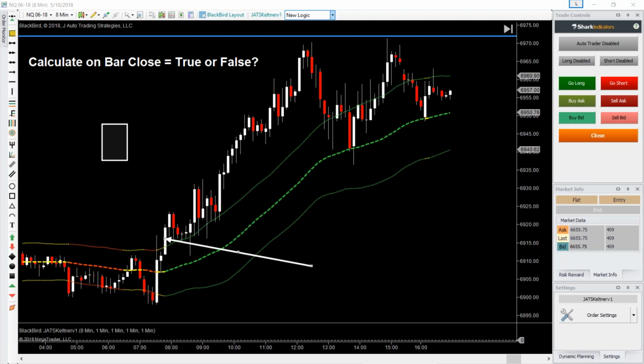First, I would like you to notice that I've got this on the screen: calculate on bar close equals true or false. You may consider running your strategies on COBC false for several reasons. First, we have been taught to take trades on calculate on bar close equals true, so we're entering on the high of a strategy and leaving a lot of money on the table because of our close.